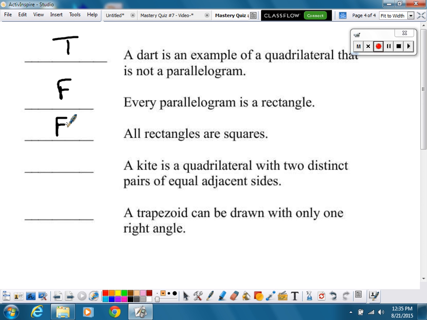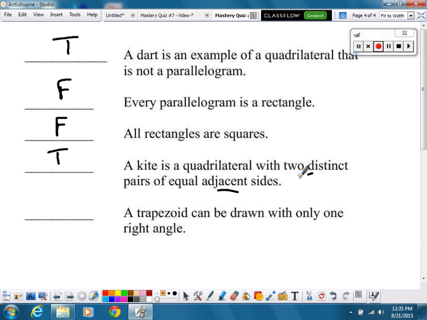A kite, next here. A kite is a quadrilateral with two distinct pairs of equal adjacent sides. That is true. The key there is that adjacent sides are the same, and the two pairs are distinct. They're different. The pairs of adjacent sides are different in length.